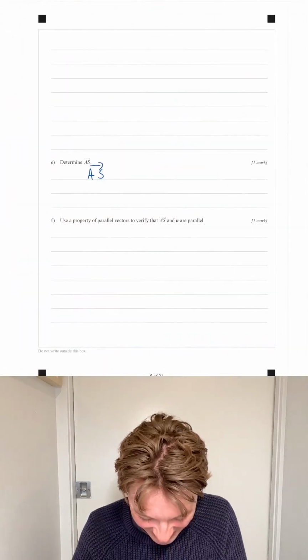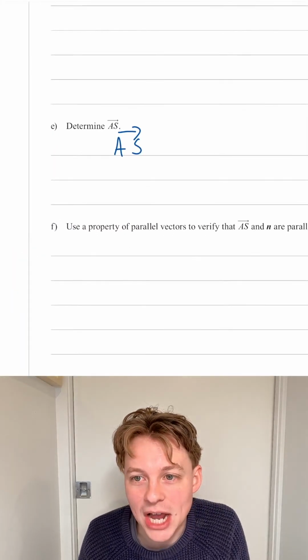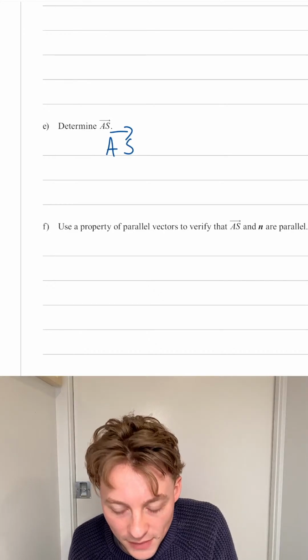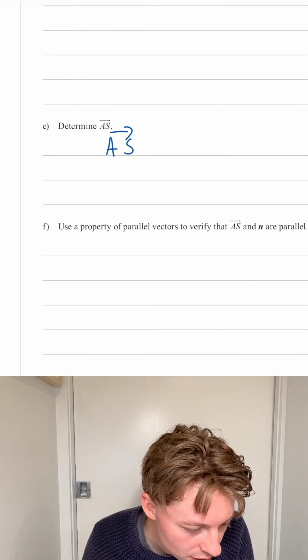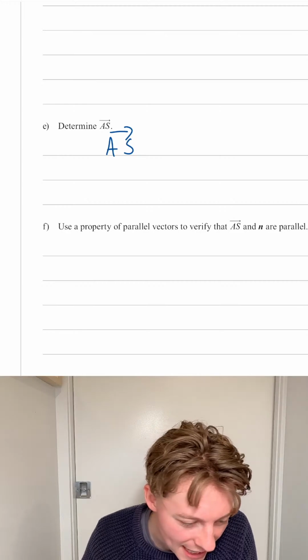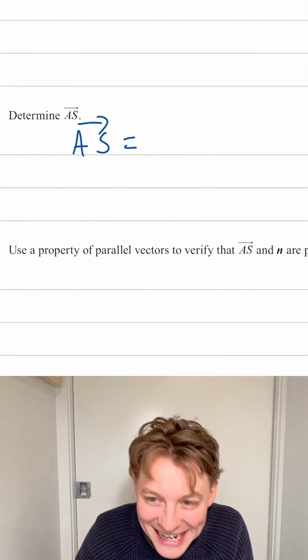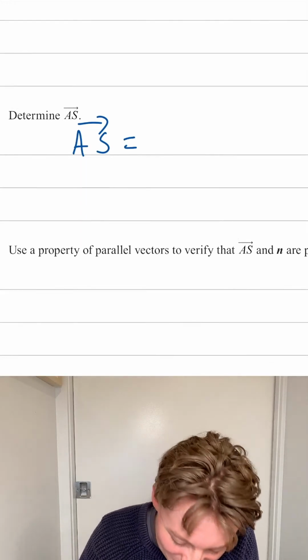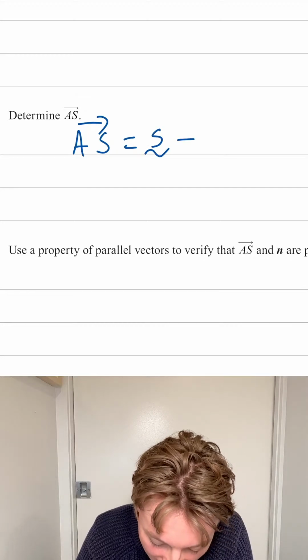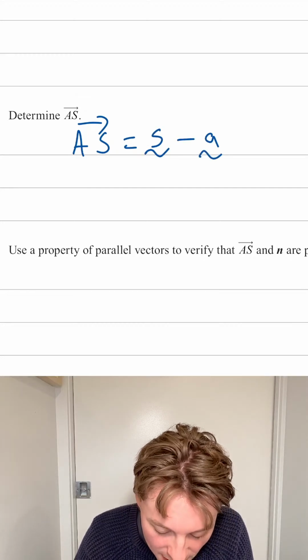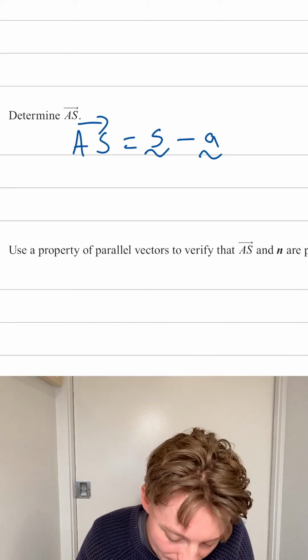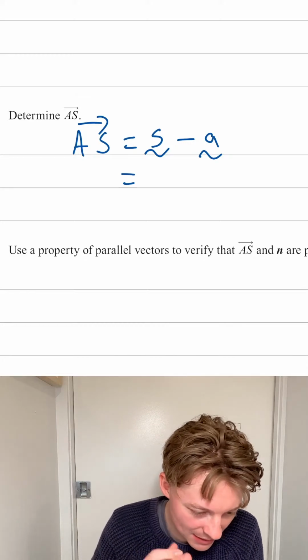All right, so if we determine the line from A to S, that is final minus initial. He's pulling your leg. Perfect, thank you. If we determine the line from A to S, that is final minus initial. That is vector S minus vector A. I guess I could have used a capital A, but we used lowercase a when we described the vector.